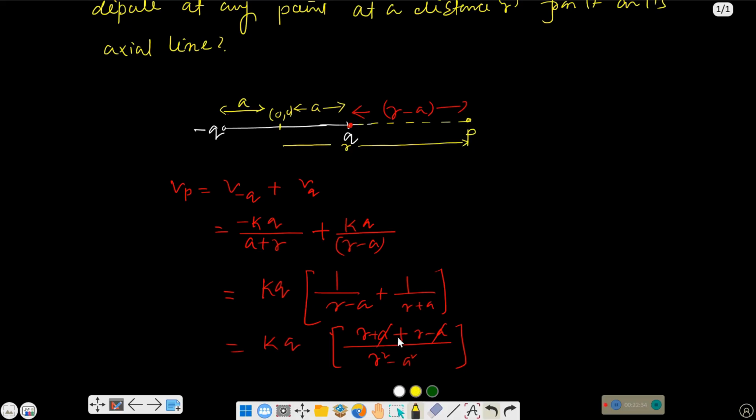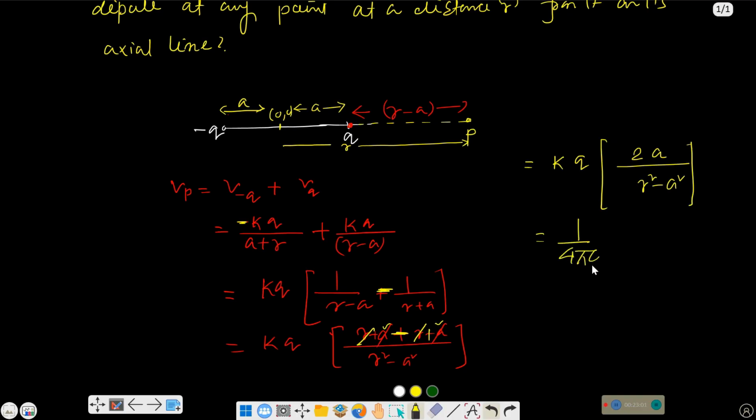It will be minus, no, right? So this one was minus because this here was a minus sign, so this will be minus, this will be plus, so this r will get cancelled, this will remain. Okay, so we'll be left with kq into twice a divided by r square minus a square. So for k we can write 1 by 4 pi epsilon naught, q into twice a will give you the dipole moment magnitude p, by r square minus a square.